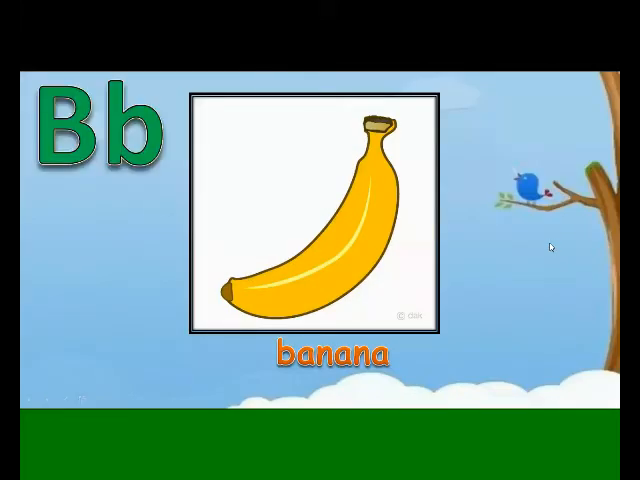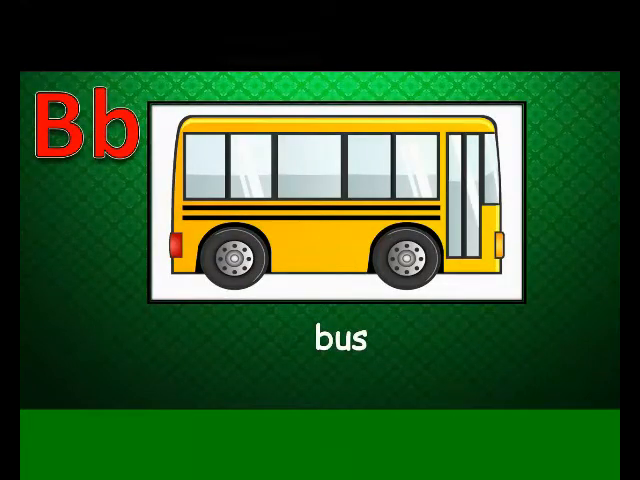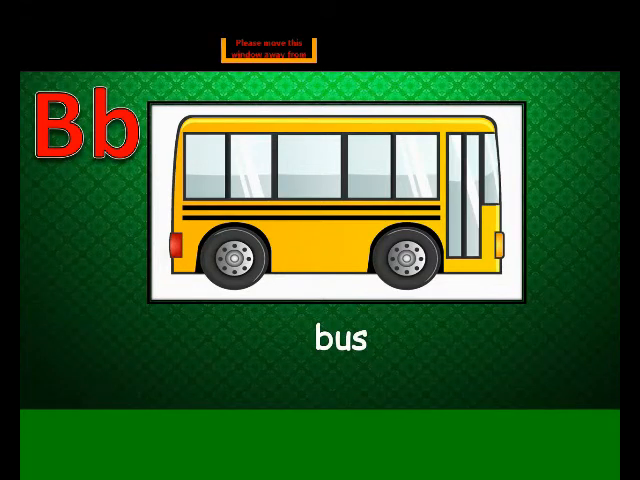Now the next object is banana. B banana. What is the color of banana? Yes, the color of banana is yellow and the taste of banana is sweet. Okay, now the next object is bus. B bus. This is the picture of bus. We can see the picture of bus on roads. And we can travel from one place to another place in this bus.